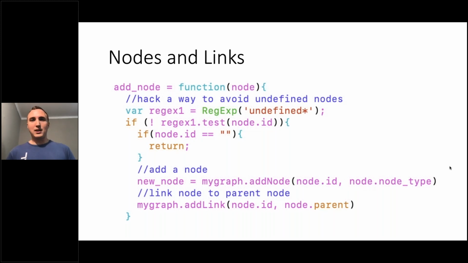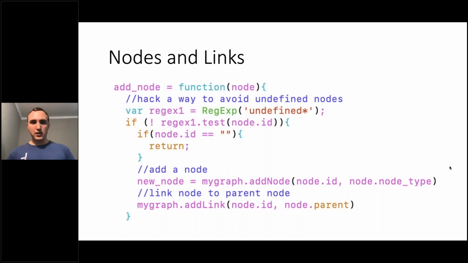We also make sure that the node's ID, which is the actual data point that we're collecting, is not blank, to make sure we don't have a bunch of blank data on our graph. And then if those sanity checks pass, we just use a couple of built-in functions in the library, addNode and addLink, to put the node on the graph and then link it to the parent. So every node has an ID, which is the data point. It has a type, which is how it's going to be displayed on the graph. And then it has a parent, which is the node that we searched in order to get the new node.